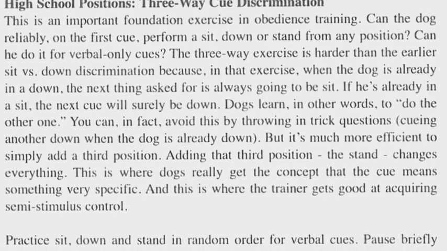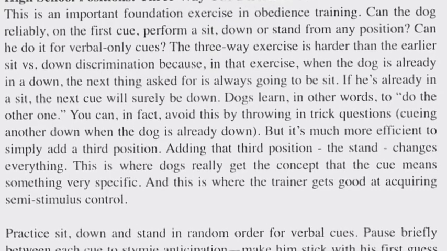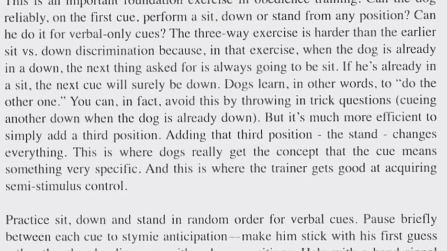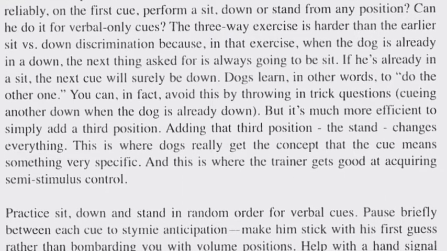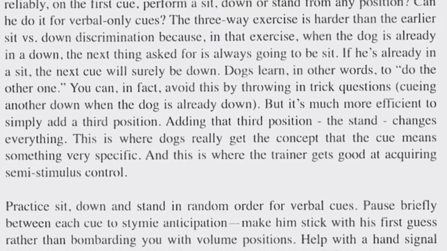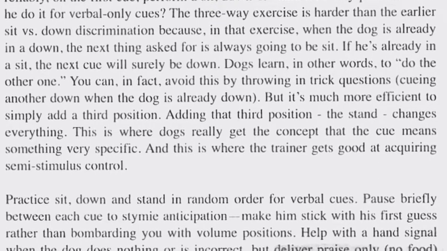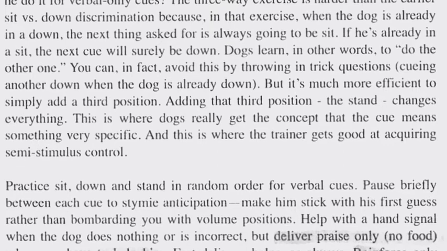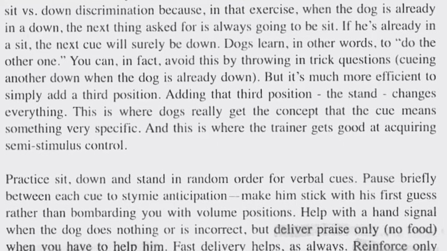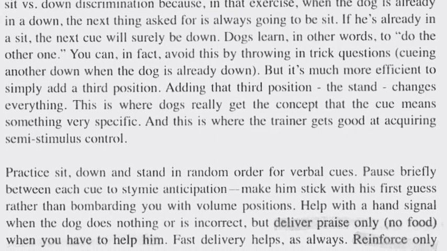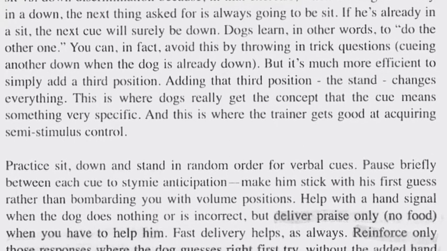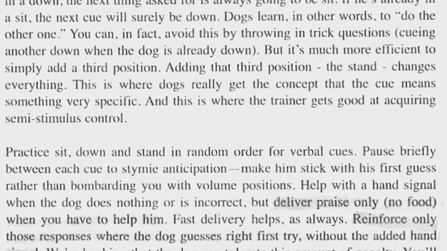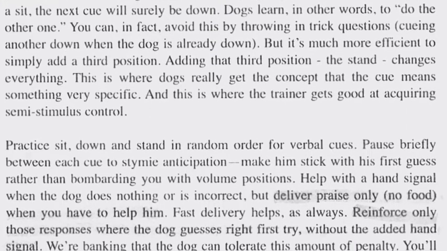The 3-way exercise is harder than the earlier sit versus down discrimination because, in that exercise, when the dog is already in a down, the next thing asked for is always going to be a sit. If he's already in the sit, the next cue will surely be down. Dogs learn, in other words, to do the other one. You can, in fact, avoid this by throwing in trick questions, cueing another down when the dog is already down. But it's much more efficient to simply add a 3rd position. Adding that 3rd position, the stand, changes everything.